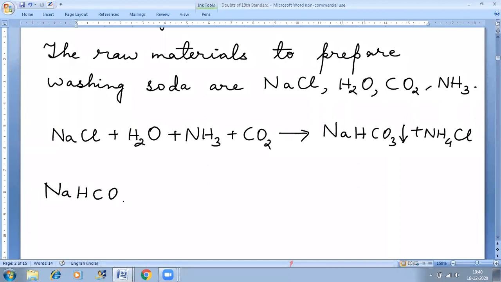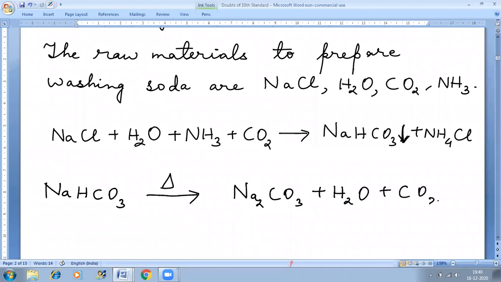Then this NaHCO3, you see I have put a downward arrow indicating that it is a precipitate. A downward arrow indicates the formation of a precipitate. Since it is a precipitate, it can be easily separated from the remaining solution by filtration. So you obtain that precipitate, take it out, and since you isolate it from the solution, you can take it further for this reaction, that is, you heat it. If you heat it, you get Na2CO3 plus H2O plus CO2.